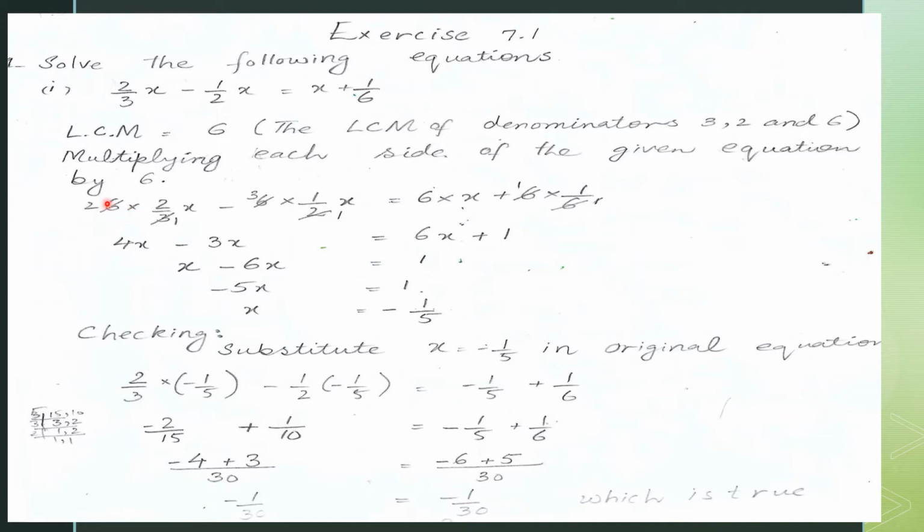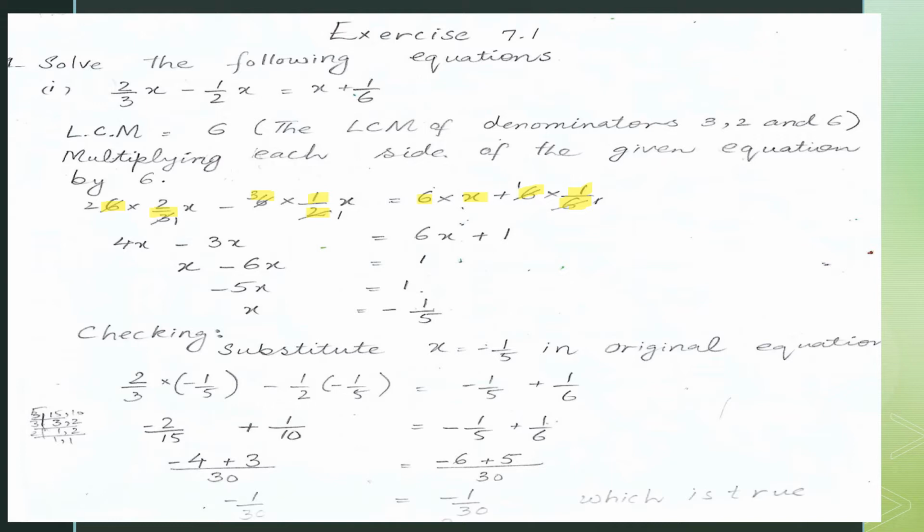This 2/3 will be multiplied by 6, then minus, then 1/2 will be multiplied by 6, and then the equals sign. Coming to the other side, x will be multiplied by 6 and 1/6 will be multiplied by 6. When you multiply, in the next step you will solve and there will be no denominator. Now 4x minus 3x is equal to 6x plus 1.